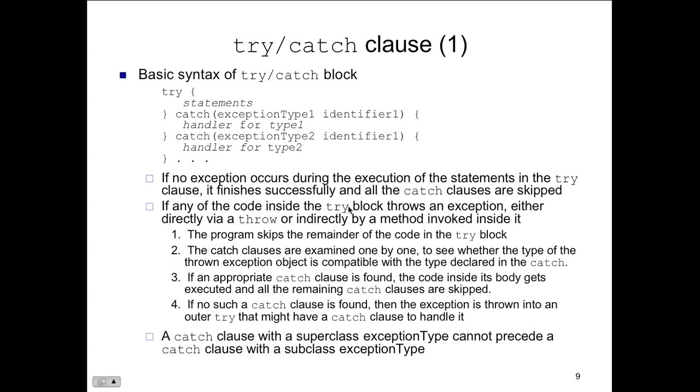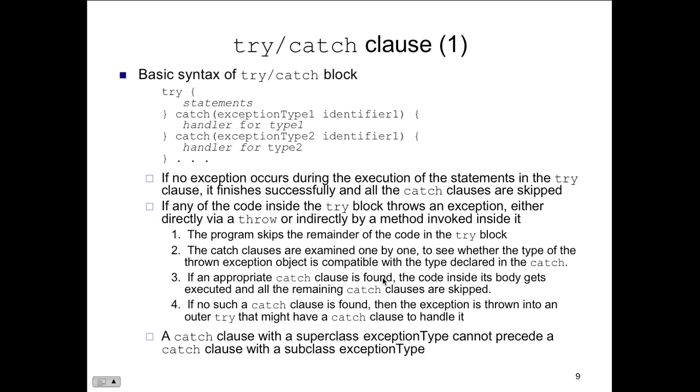And if any of the code inside the try block throws an exception, either directly via the throw or indirectly by a method invoked inside of it, the program skips the remainder of the code in the try block. So it leaves where it found the error, and that automatically goes to the catch blocks that are associated with it. It's kind of like a case switch in C++, or C, or Java. So the catch clauses are examined one by one to see if one of them matches the type of the exception. If the appropriate catch is found, the code gets executed, and then everything else is skipped until you get to the end of the construct.